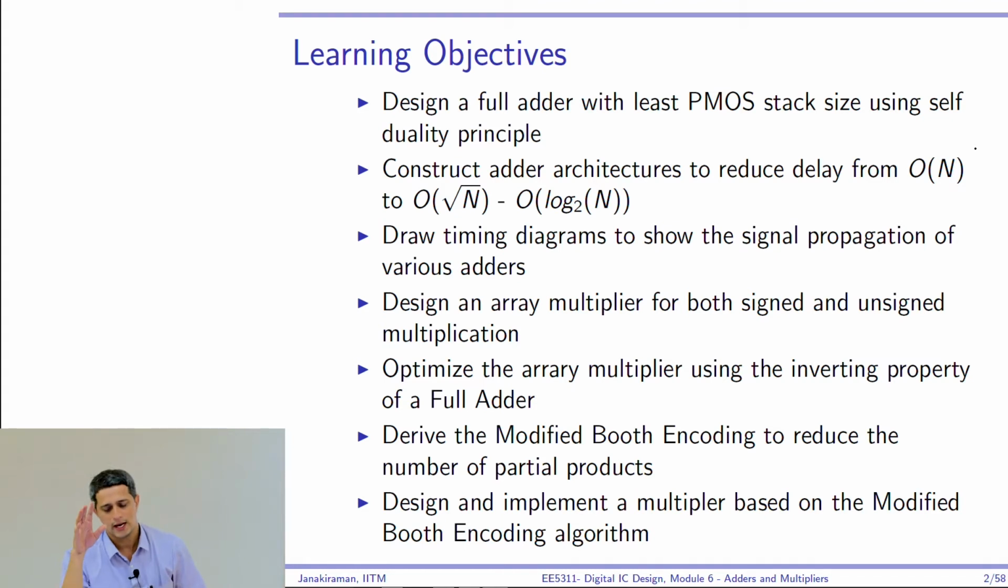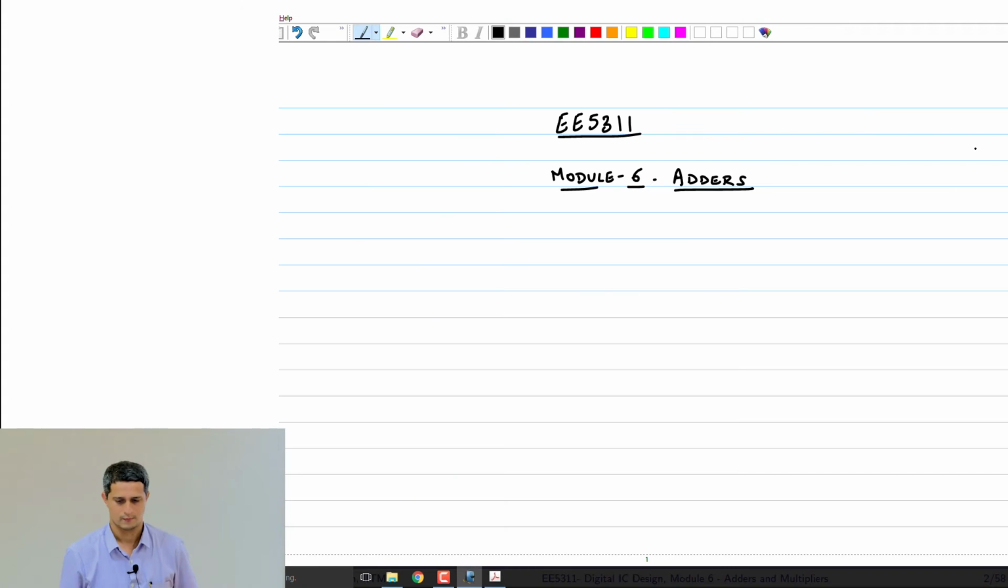Booth encoding, again, I really don't know if I'll have time, okay? If I'm running out of time, I may not cover it this time, but it's not too complicated for you to go and figure it out on your own as well, okay? Then design and implement a multiplier based on Booth encoding algorithm. So last two things, depending on time, I'll see if I can cover it or not, okay?